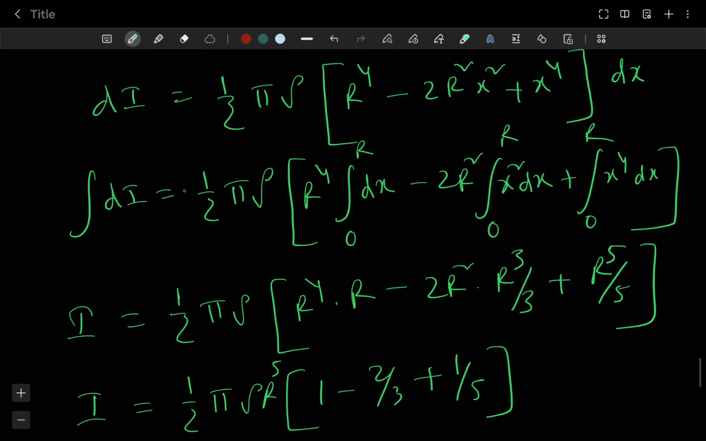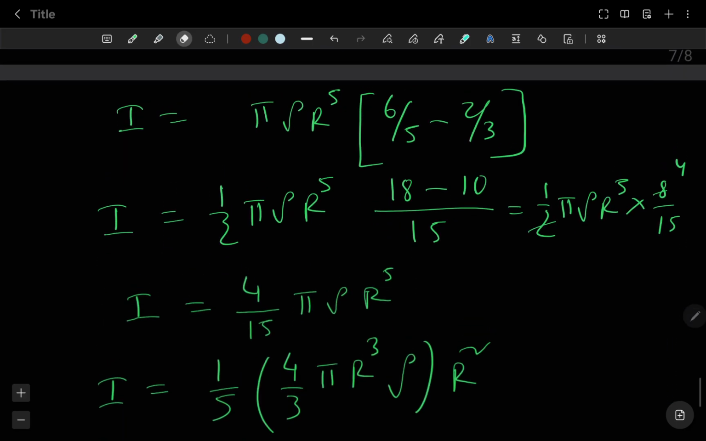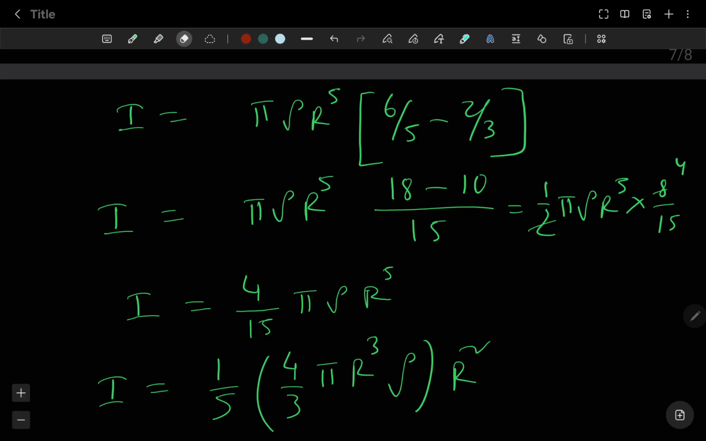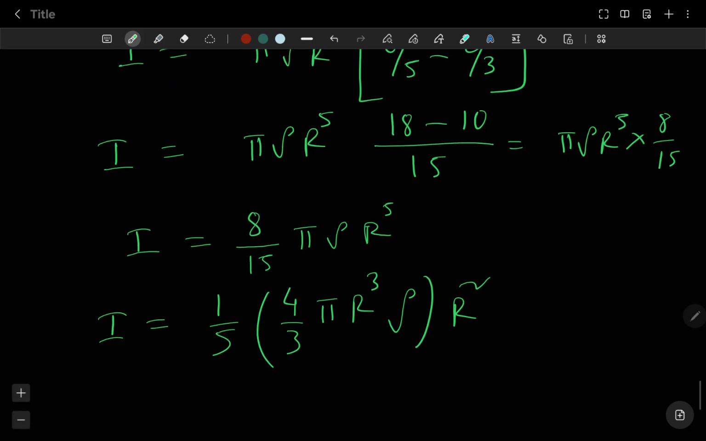While integrating I am multiplying it by 2. So here 2 and 2 cancel, so no half will be there. It will be just 8 by 15. We will write it as 2 by 5 into 4 by 3, so 8 by 15.